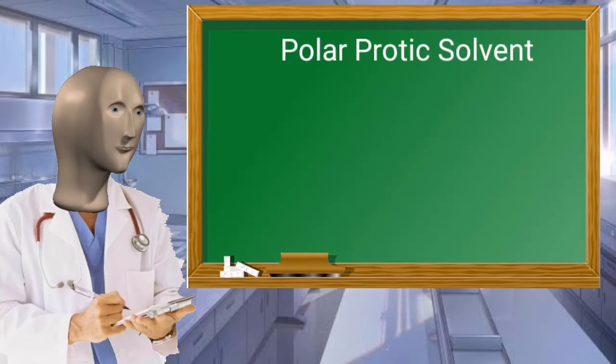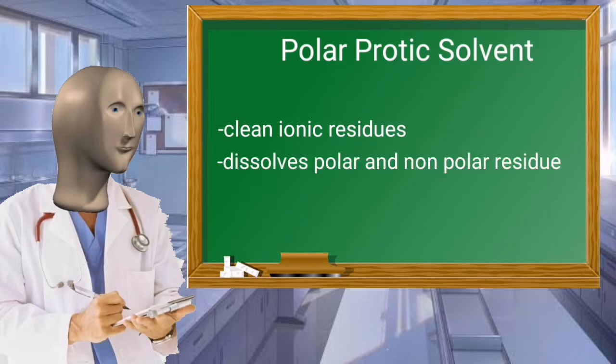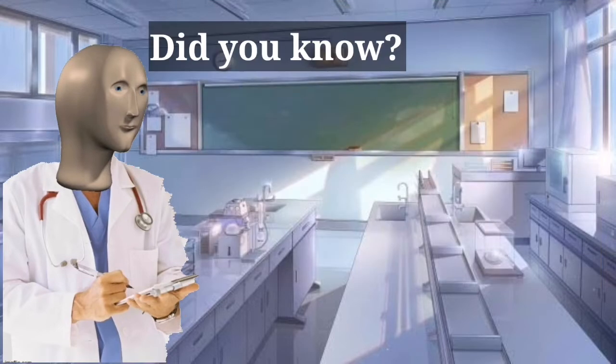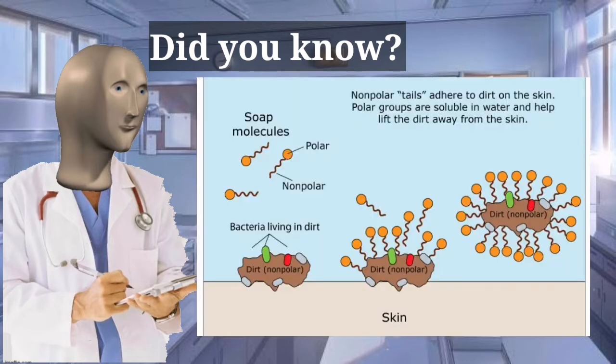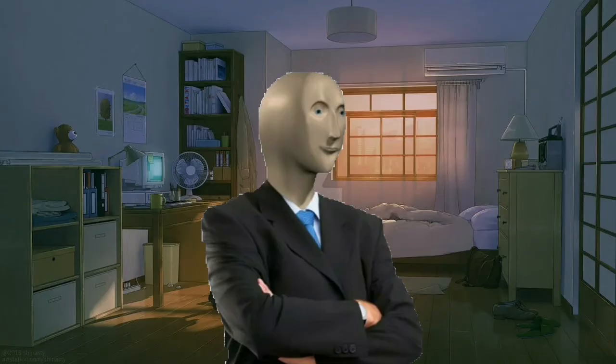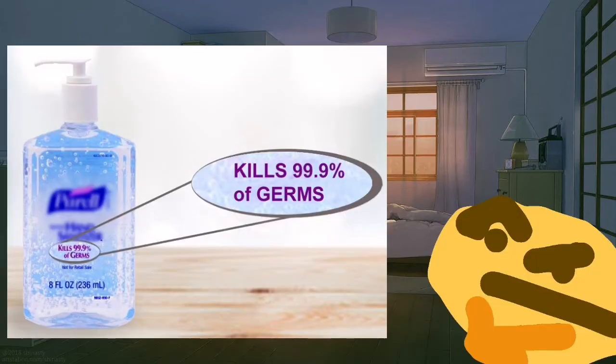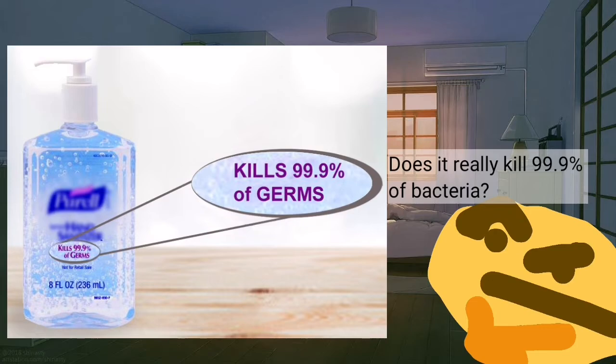Isopropyl alcohol is a polar protic solvent, so it can be used to clean ionic residues, and it is good at dissolving both polar and nonpolar residues. Did you know that alcohol works similar to soap in that it has molecules that attract both water and fat, meaning it's great for getting rid of dirt and oil on our skin? But speaking of getting rid of fat and oils on our skin, just how is isopropyl alcohol antibacterial?